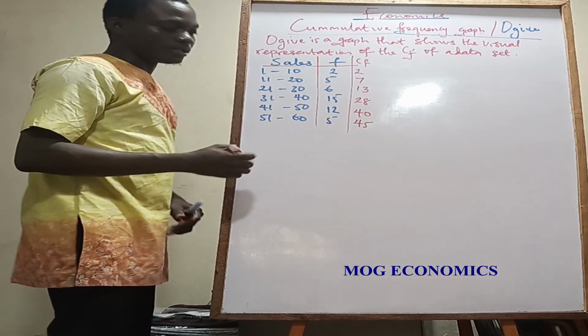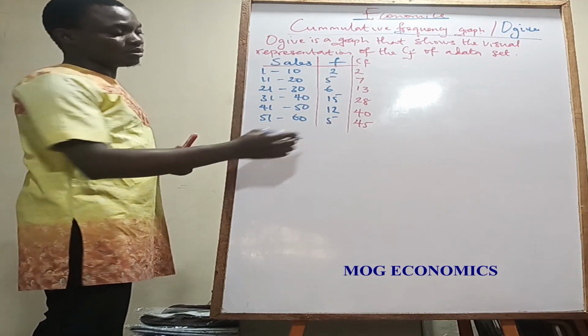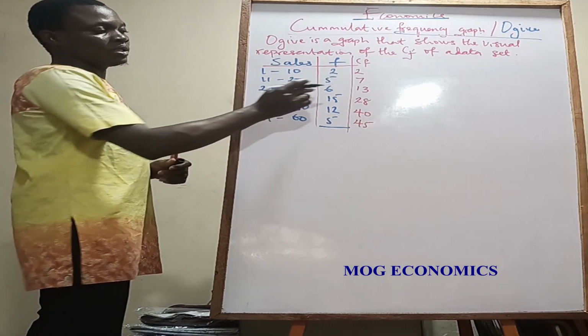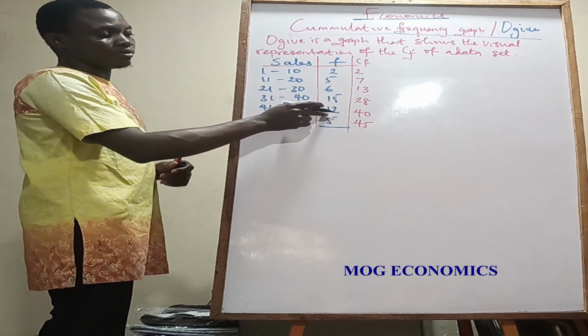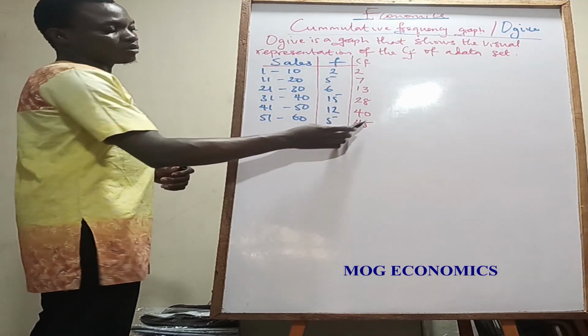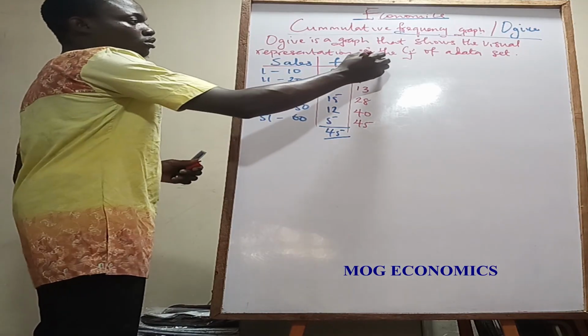Now, how would you know if you're right? The sum of your frequency must give the last number on your cumulative frequency table. So what do I mean? The sum of your frequency is 45, which equals the last number on your cumulative frequency column.